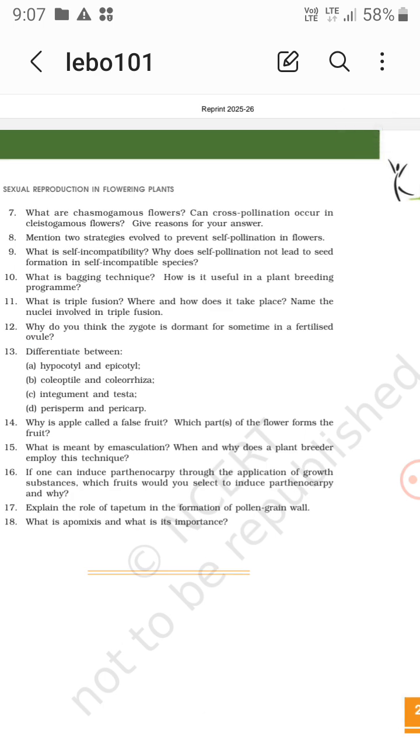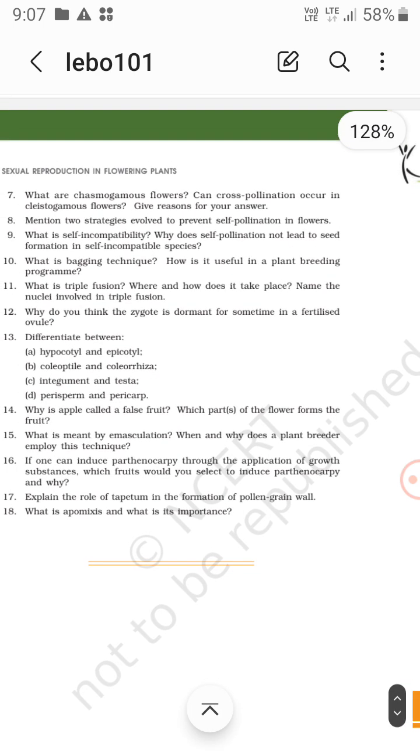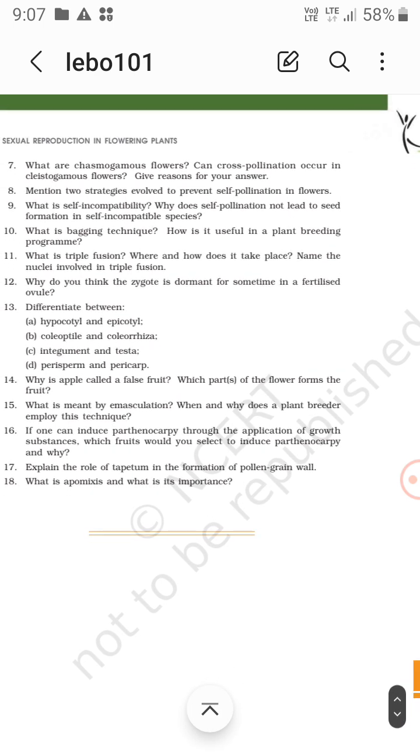Can cross pollination occur in cleistogamous flowers? No, because they are closed. And what about chasmogamous? Yeah, they do have cross pollination, right? Mention 2 strategies evolved to prevent self pollination in flowers.